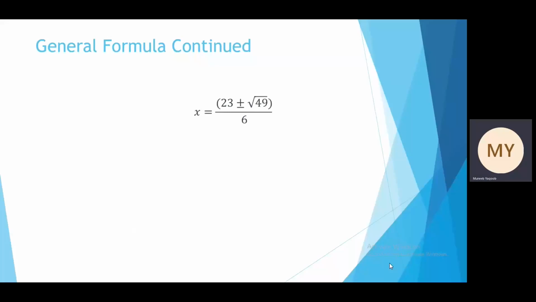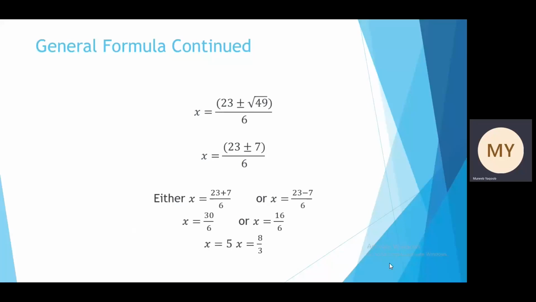Since root of 49 is 7, so we can say x equals 23 plus minus 7 whole divided by 6. So either x equals 23 plus 7 whole divided by 6, or x equals 23 minus 7 whole divided by 6. So either x is 30 upon 6 or x is 16 upon 6. So you can see that again we are getting the same two answers, that are x equals 5 and x equals 8 upon 3.